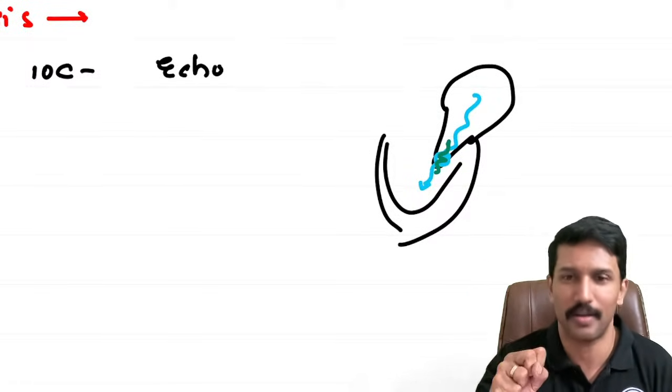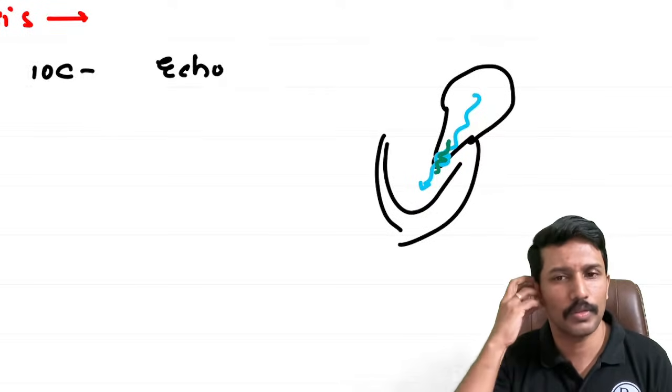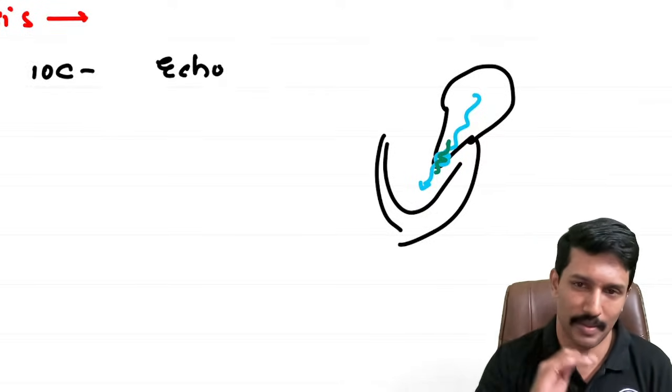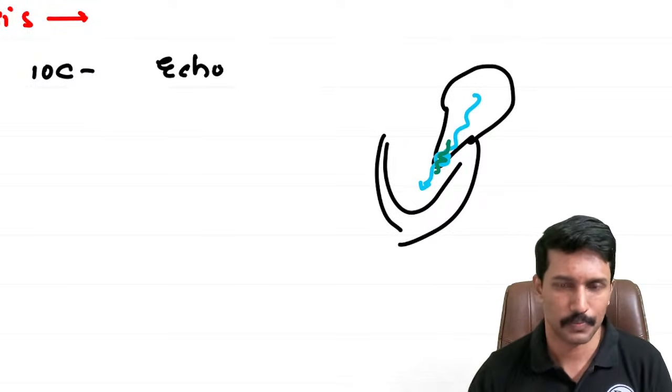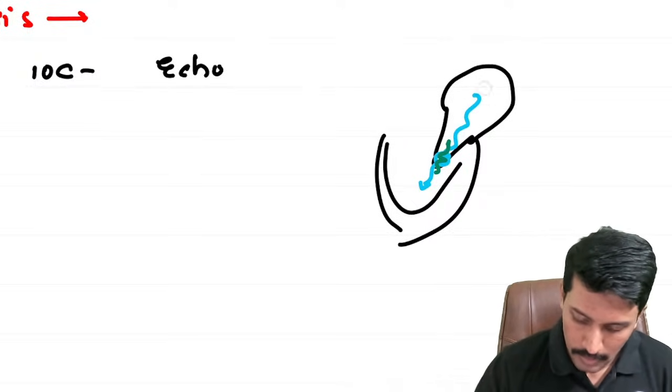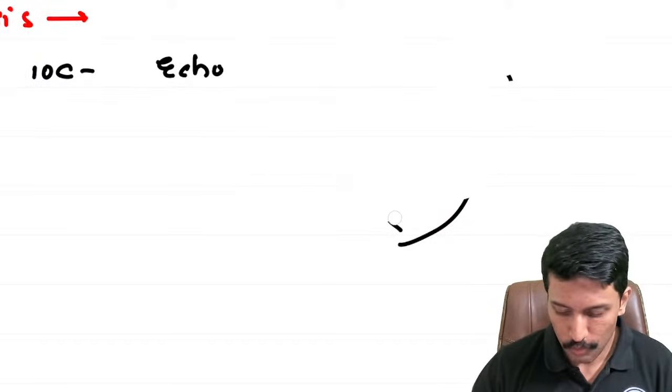In active filling, atria contracts. And that increased turbulence, we will hear it as much louder murmur. That's what we call as pre-systolic accentuation. Accentuation means increase. Okay, so echo is the investigation of choice for diagnosis.